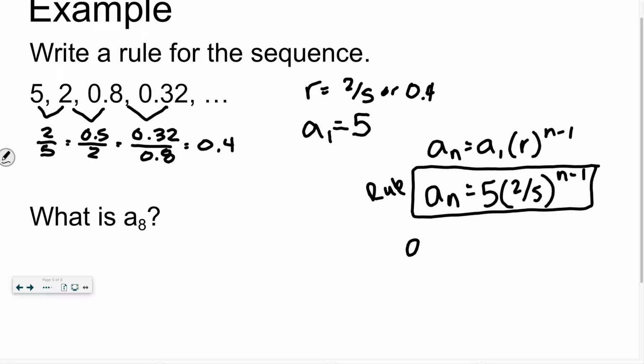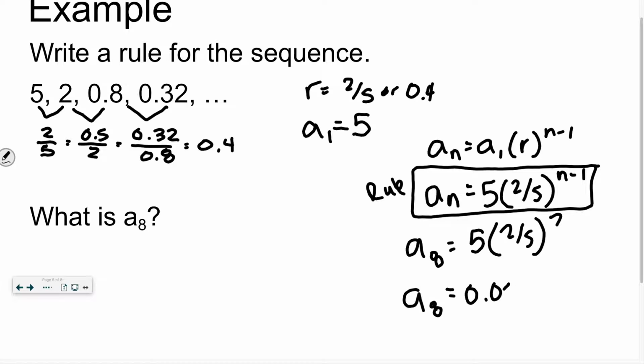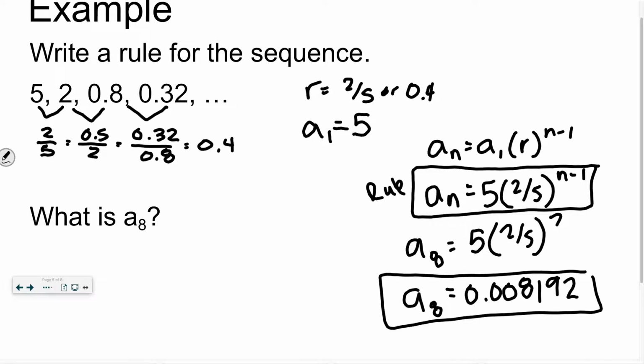And now you're going to find A sub 8. So that's 5 times 2/5. I usually just do the subtraction in my head. 8 minus 1 is going to be 7. And then this one I think comes out to be a decimal, 0.008192. Now you could round to 0.0082, something like that, but it is a terminating decimal, so I'll give the exact term of the sequence. I'll just write all the digits there for you.